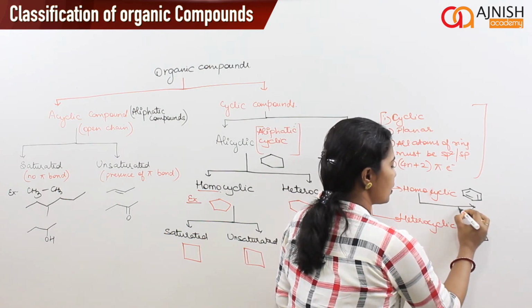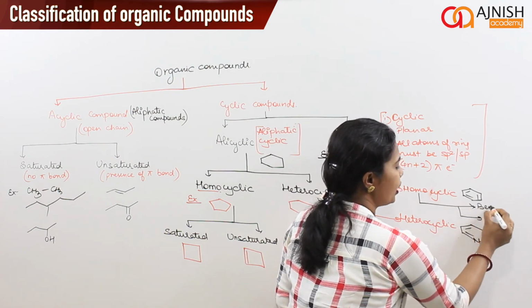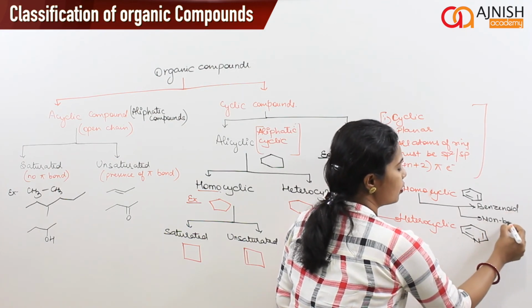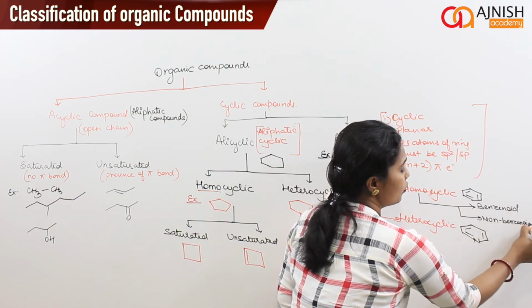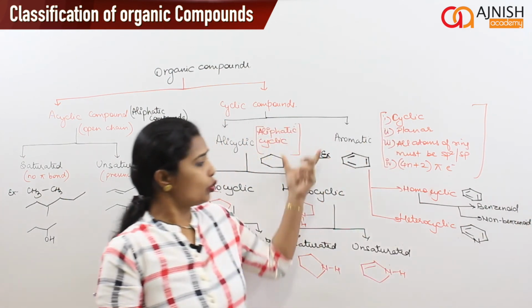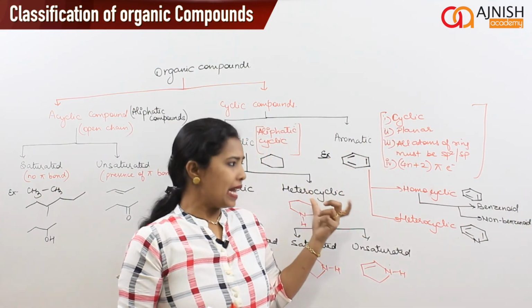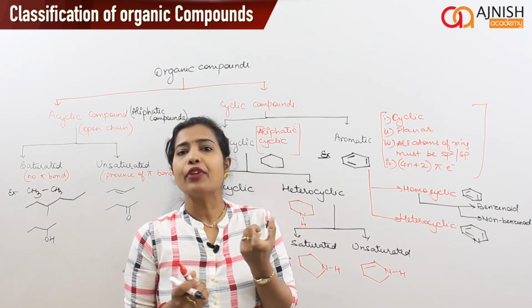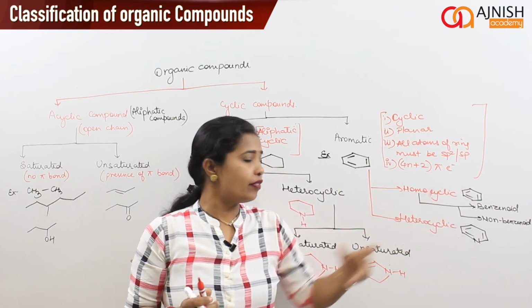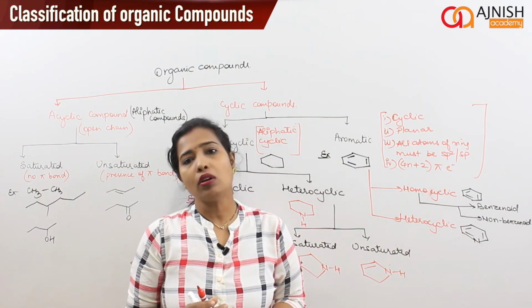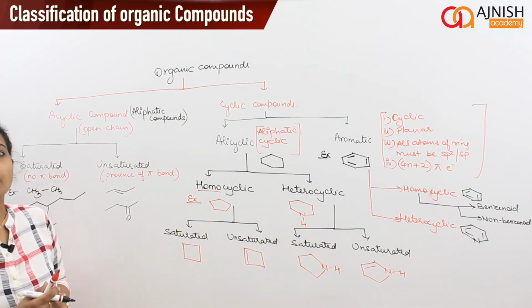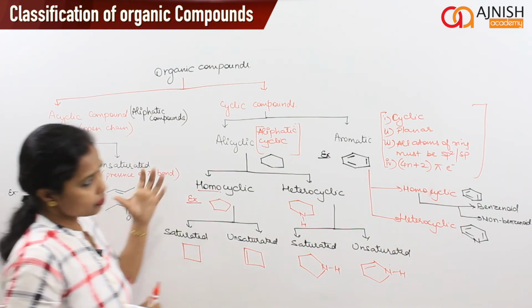Moving to aromatic compounds, homocyclic compounds can further be of two types. Here there are two classes: benzenoid and non-benzenoid. We will discuss in detail how to identify aromatic compounds. As of now, we say if in any aromatic compound a benzene ring is present, it is benzenoid, and if there is no benzene ring, it is a non-benzenoid aromatic compound. So in this way we can classify complete organic compounds.